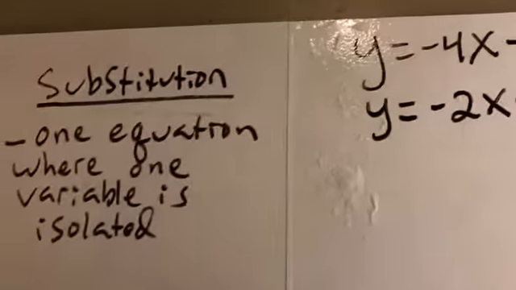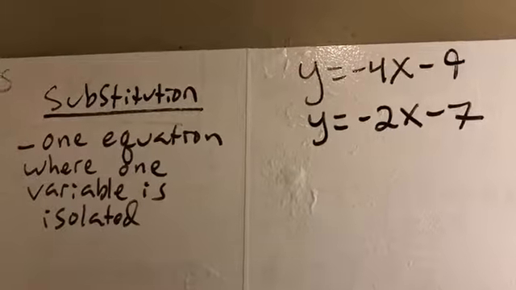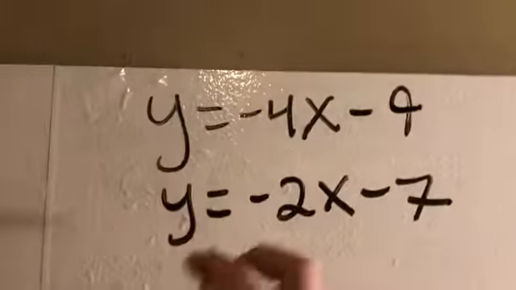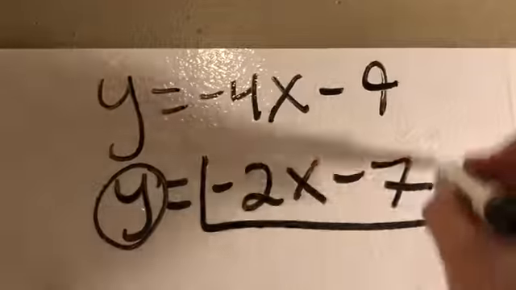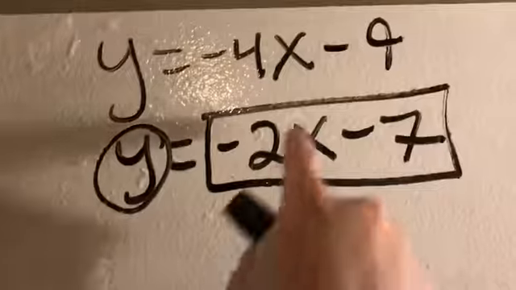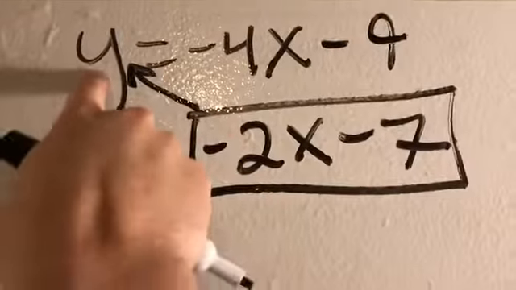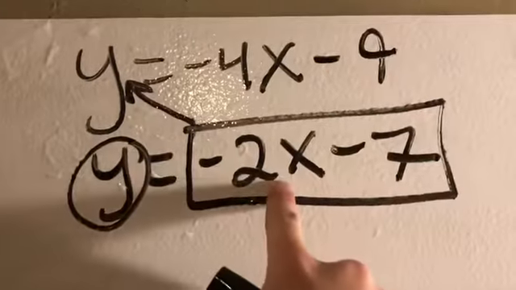Now, I want us to try and use substitution, and we need one equation where one variable is isolated. Once again, we already have two different options here. I'm going to use this option. Circle one of the isolated variables and box whatever it's equal to. Now you're allowed to take whatever you boxed and swap it out with any y you see up in the other equation. So I circled this y and boxed what it's equal to.